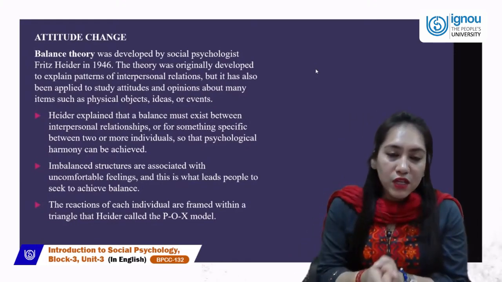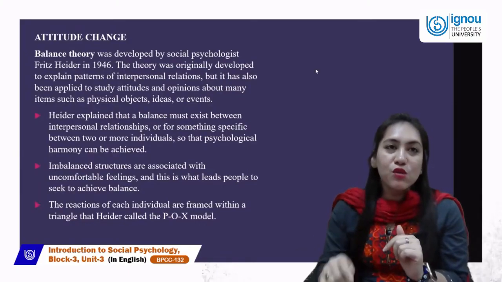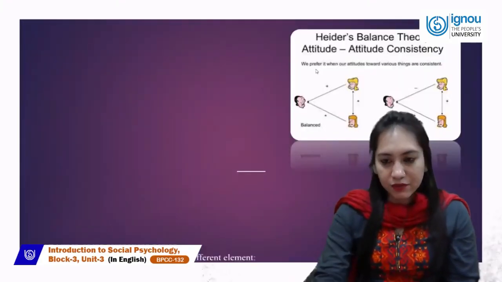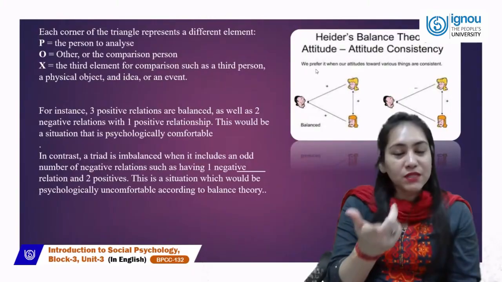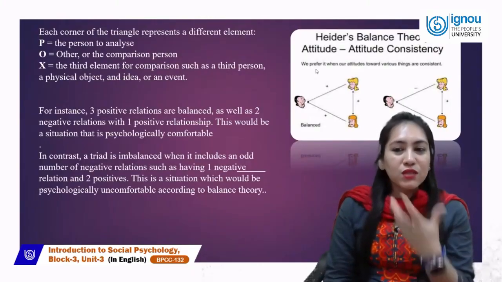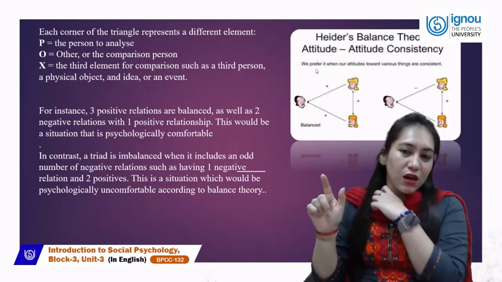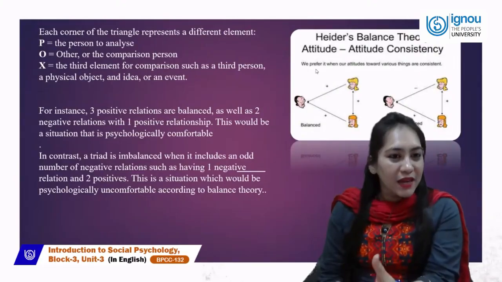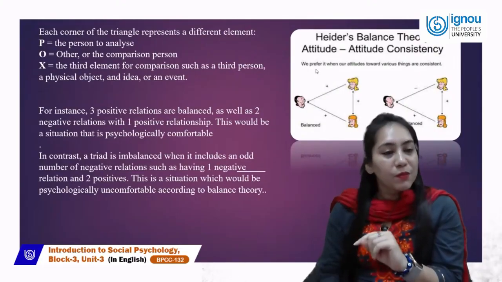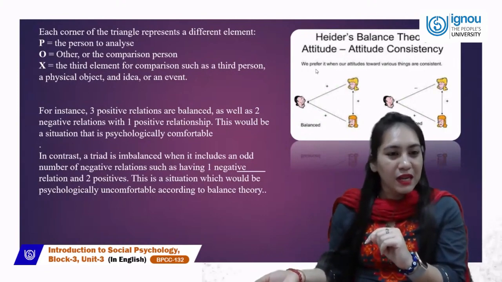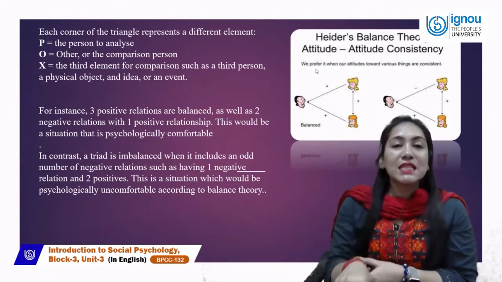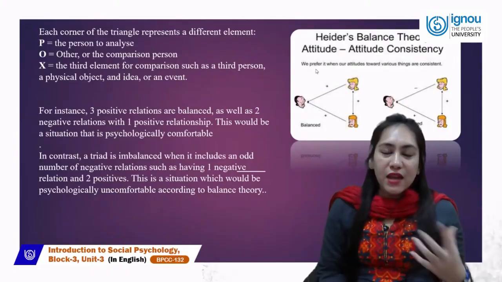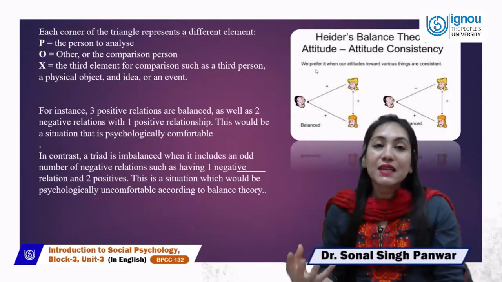Then, the reaction of each individual is framed in a triad which is called POX. Let me just explain it to you. What is the POX that we have? Let's take an example. One person is the person that is to be analyzed, as P. Then there is another person, the other person, which is O. The X is the object, event, or the thing that you want to form an attitude about. The event, anything that you want to form an attitude about. So that is the X that you have.